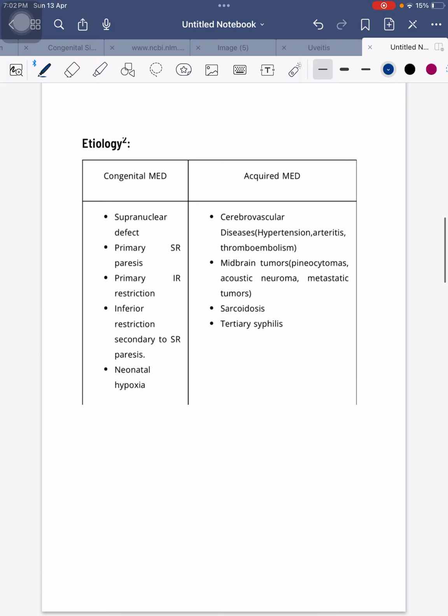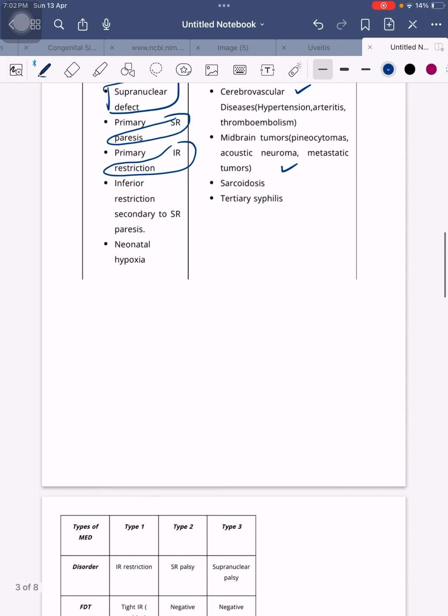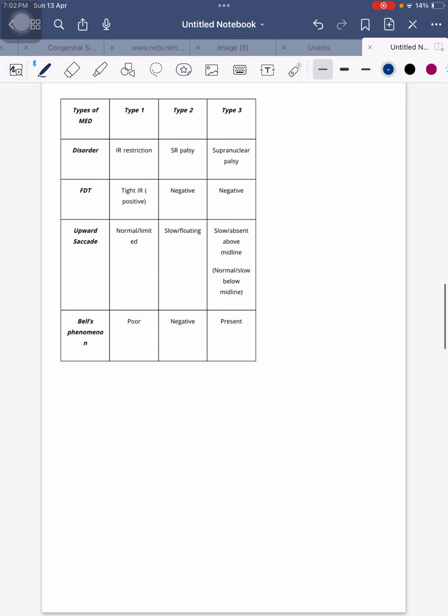Coming to the etiology, it could be a congenital disease or it can be an acquired condition. As I said, it can be because of the primary superior rectus paralysis or inferior rectus restriction or inferior oblique palsy as well, or it can be a supranuclear defect, or it could be secondary to an acquired condition like any cerebrovascular accidents or any midbrain tumors or any granulomatous diseases. Mainly in this, there are three types of MEDs: type 1, type 2 and type 3.